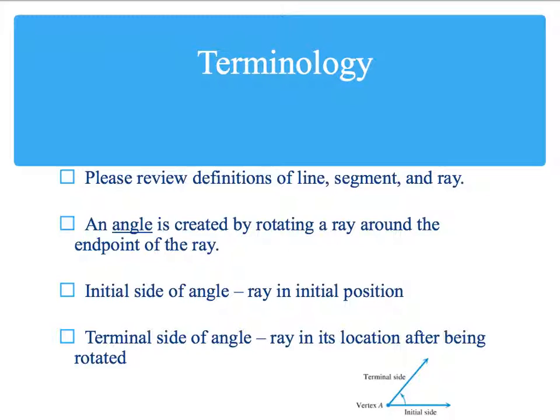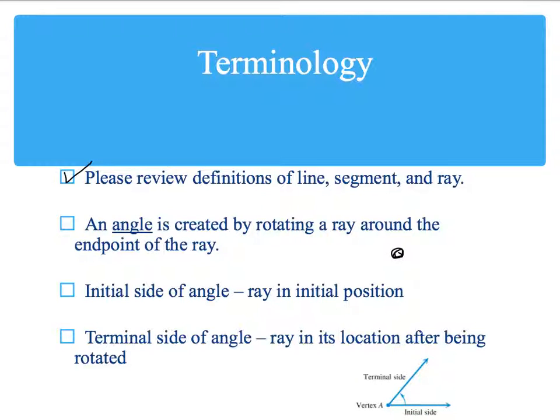So, first of all, let's look at some basic terminology. Something that I want you to do is to go back and review the definitions of line, segment, and ray. That was covered back in the very first section of Unit 9. An angle is created by rotating a ray around an endpoint of a ray.